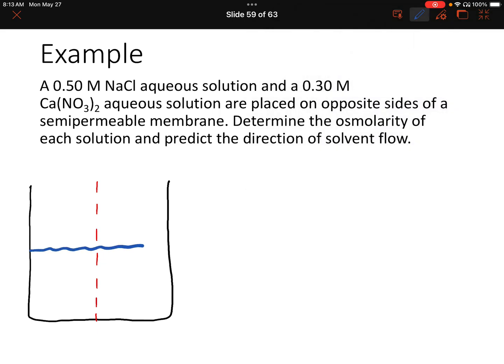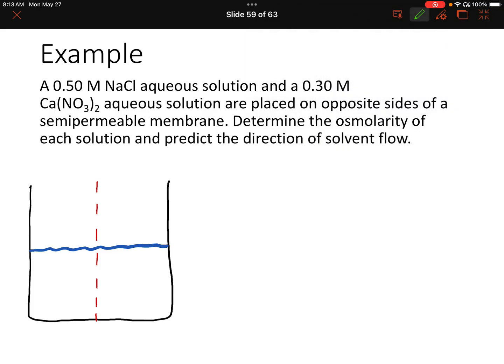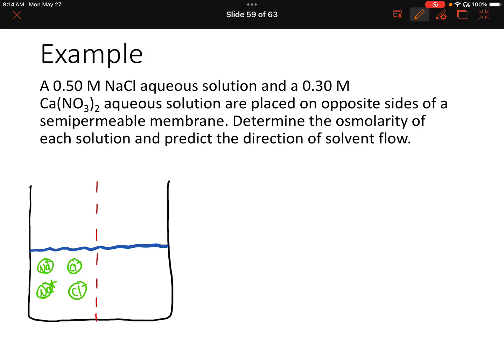All right, and then we've got our water. And on the left-hand side, let's put our sodium chloride in there. So we've got sodium ions and chloride ions floating around in solution because they've already dissolved. And then on the right-hand side, let's place our calcium nitrate. Now notice that we have 1 calcium and 2 nitrates. So when calcium nitrate dissolves, we have a calcium ion and then 2 nitrate ions.